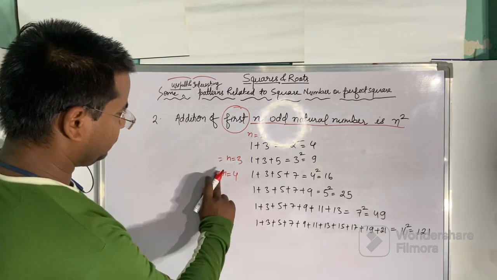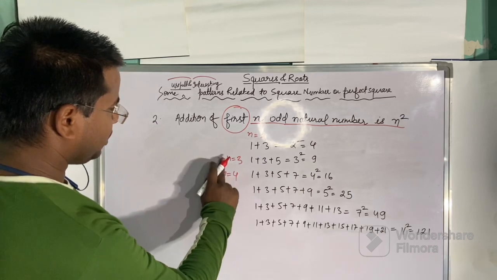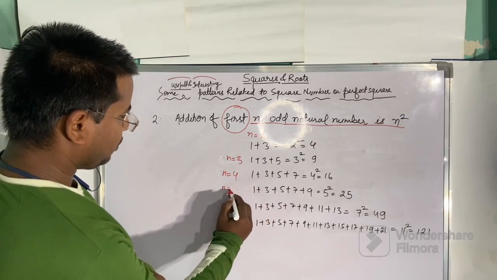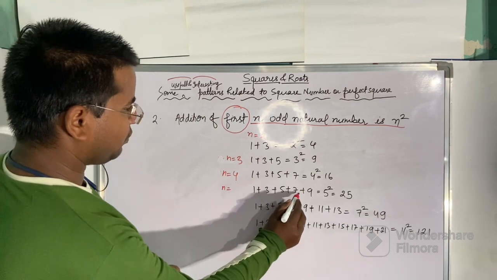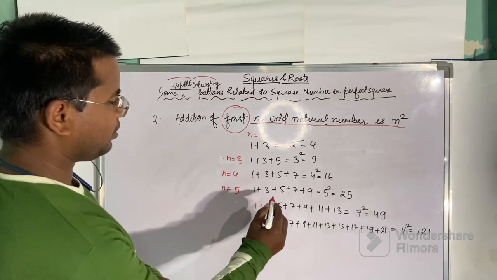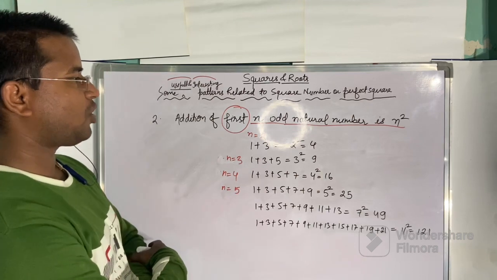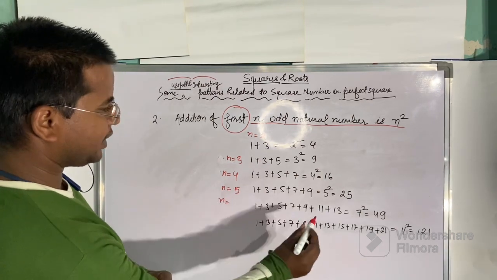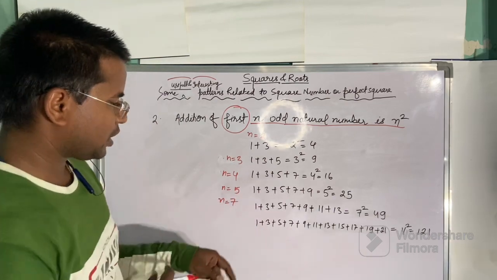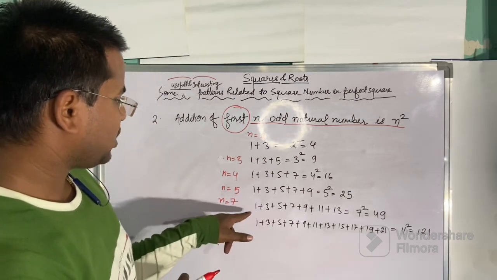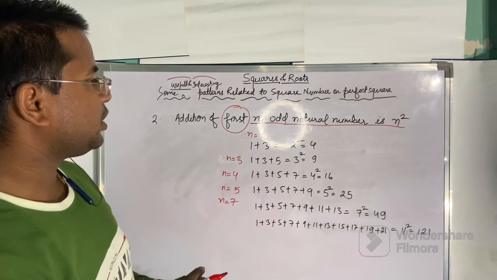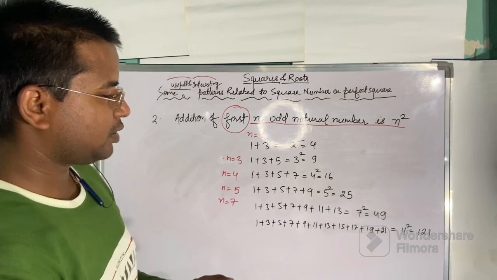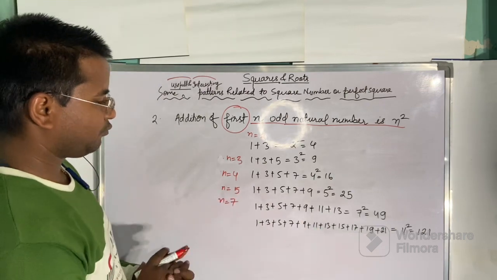In this case, here n is equal to 1, 2, 3, 4, 5. So the sum of these first 5 odd natural numbers is 5 square. In this case, n is equal to 7. So the sum of the first n odd natural numbers is n square. That means 7 square, that will be 49.